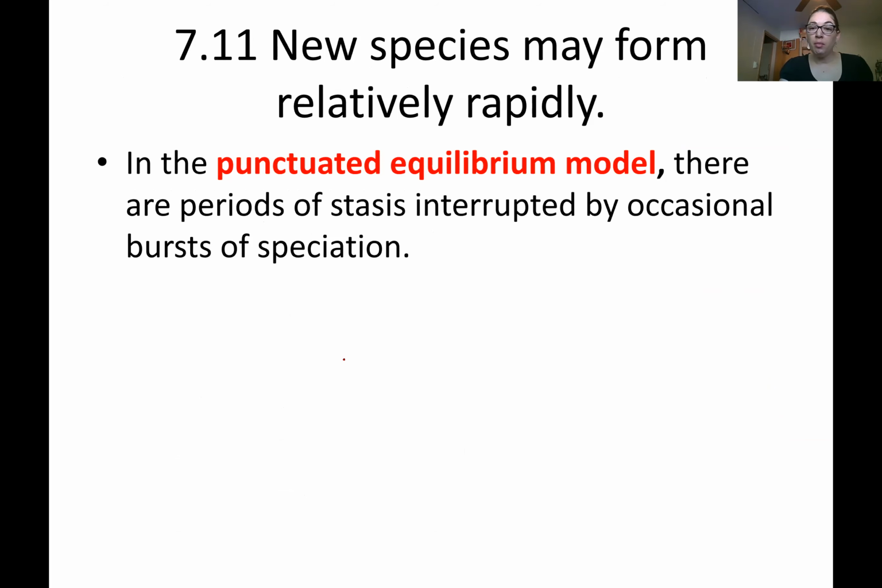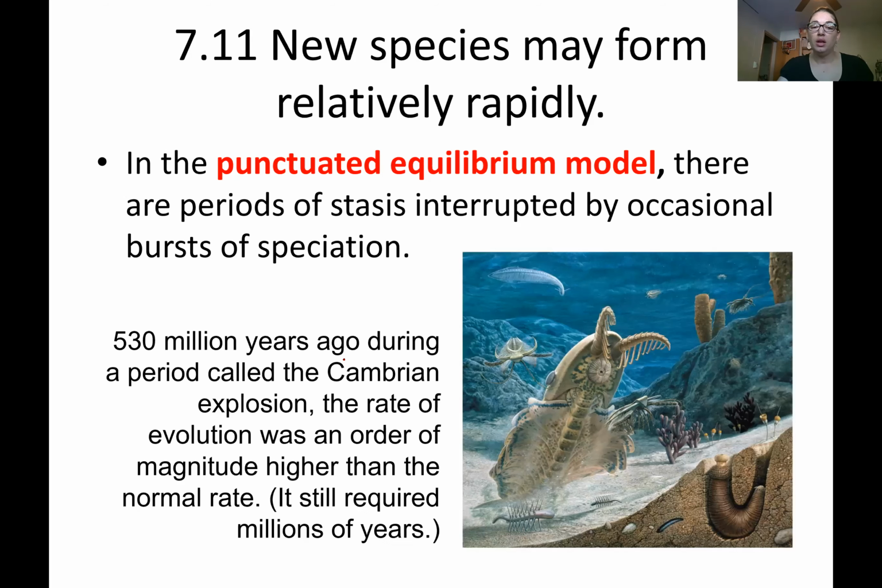In a different model called the punctuated equilibrium model, this hypothesizes there were periods of stasis where nothing happened, and then there were occasional bursts of speciation where it happened really quickly in time.